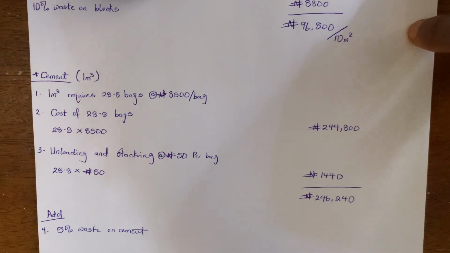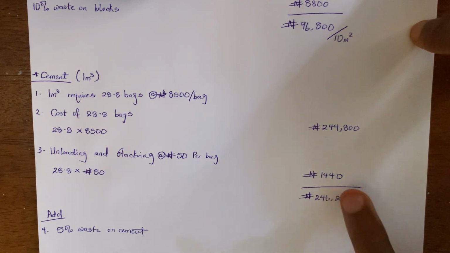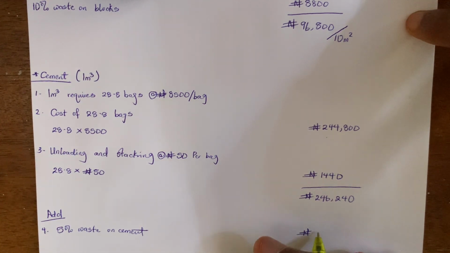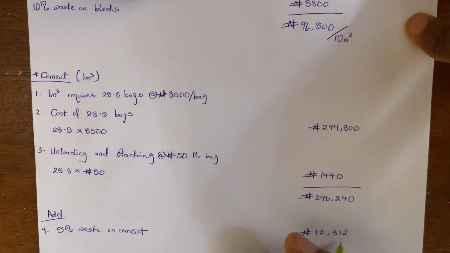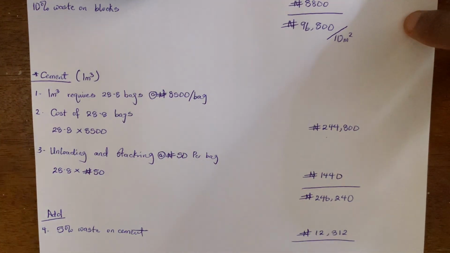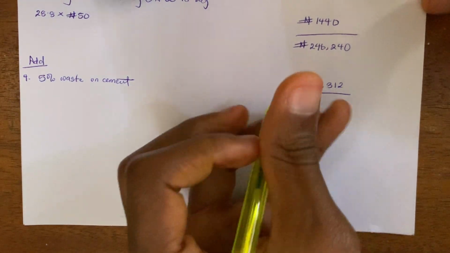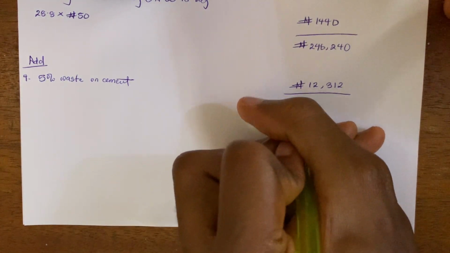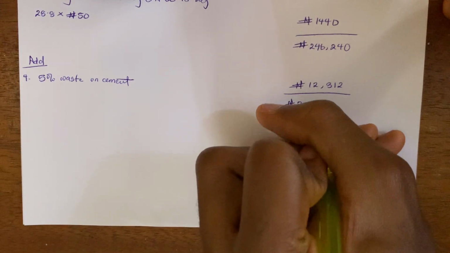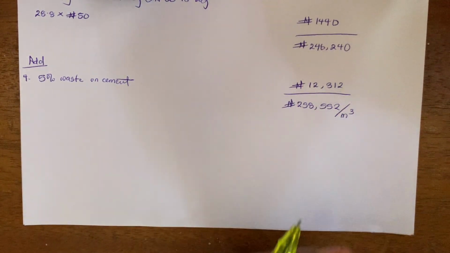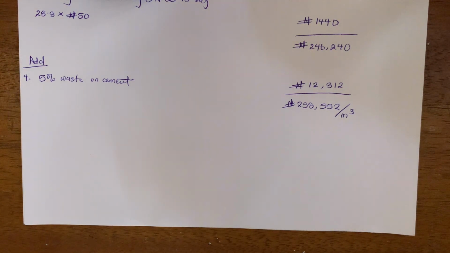So 5% waste on cement, that's 5% of this price, is going to become 12,312 naira. So when you add the two of them together, what are we going to be having? We're going to be having 258,552 naira. So this is the cost for 1 meter cube of cement.